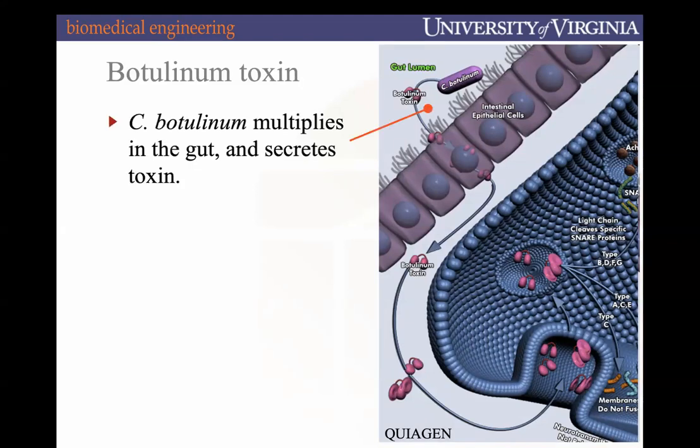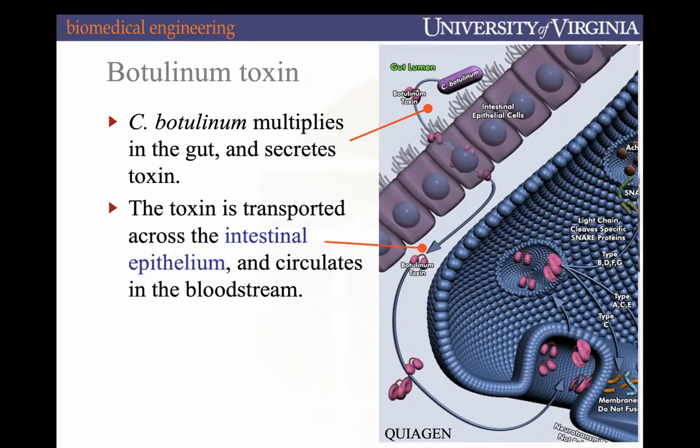What ends up happening is that this bacterium multiplies in the gut and secretes a toxin. The toxin crosses the gut epithelium across the M cells, because the bacterium can't cross the tight junctions between the gut epithelium, but the toxin can. And so once it crosses the layer of cells that lines our guts, the toxin will then get into the bloodstream. Now, again, the toxin is an enzyme that cuts synaptobrevin.